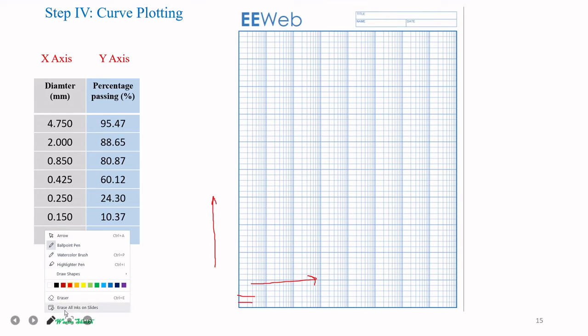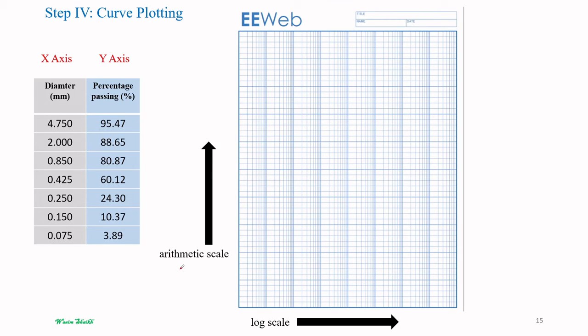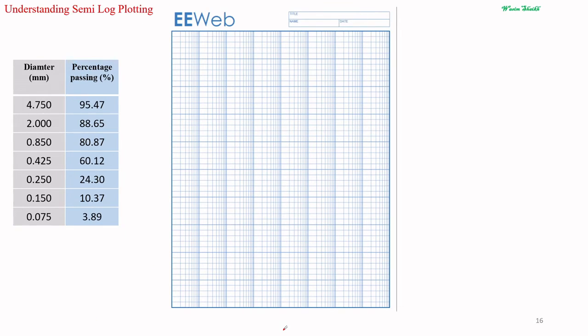So this y direction, the direction of equal distance boxes, is called the arithmetic scale, and this x direction where there is a log variation is called the log scale. Now the next step is to plot the scale. Scale plotting is probably the most important aspect of understanding semi-log plotting.